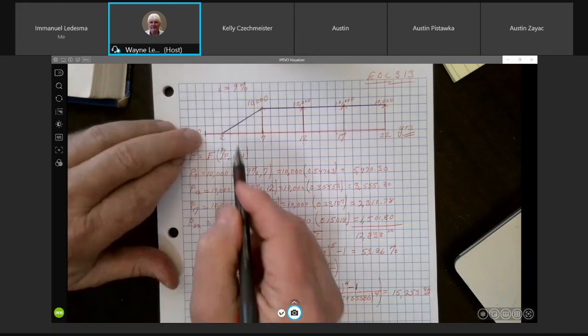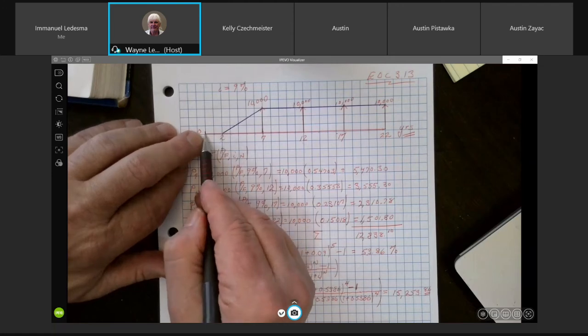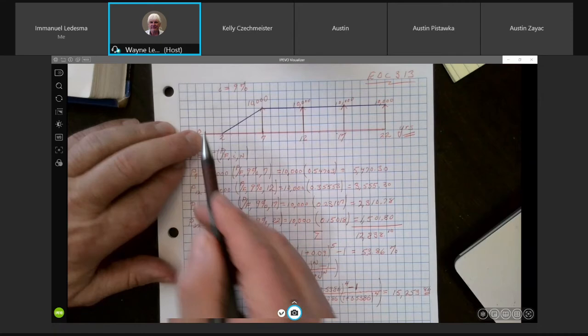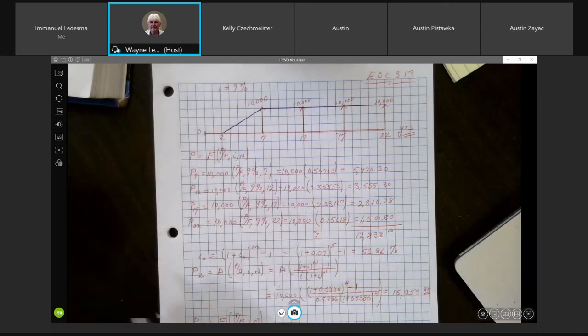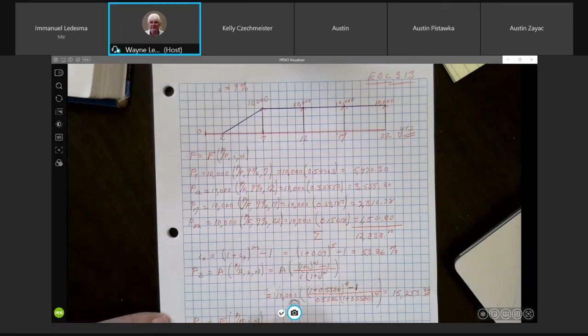Because we're now back at annual amounts. We're bringing it back 1 year and then another year for a total of 2 in order to bring it all back, that one big lump sum back to time today, time 0. So N in this case will be 2.